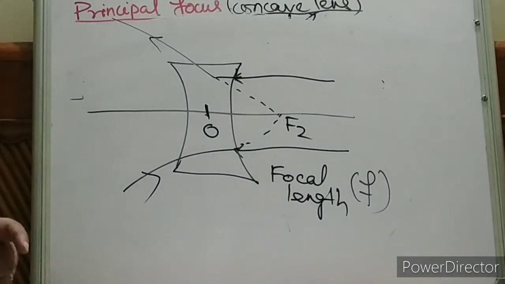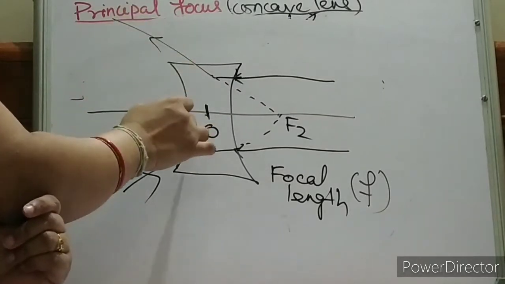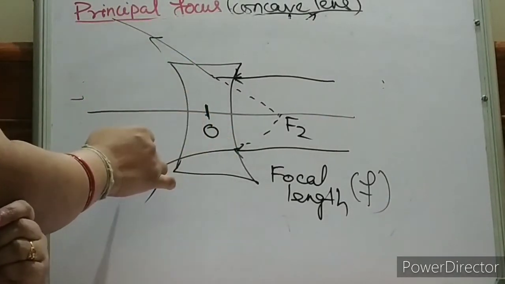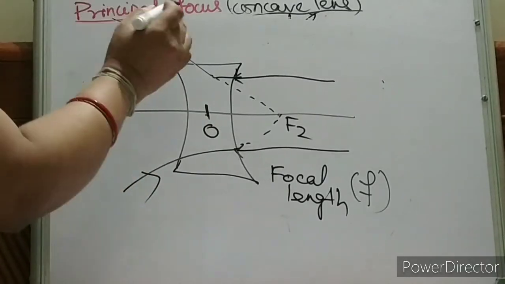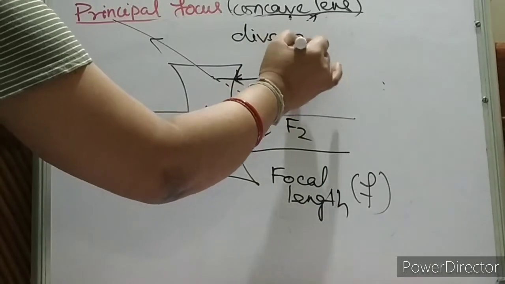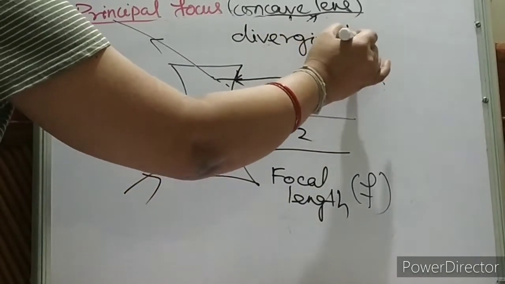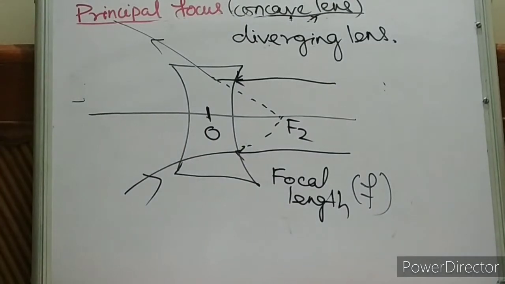Since the rays are getting diverged after refraction, it is called a diverging lens. So the concave lens is also known as a diverging lens. Hope I am clear with this focal length and principal focus.